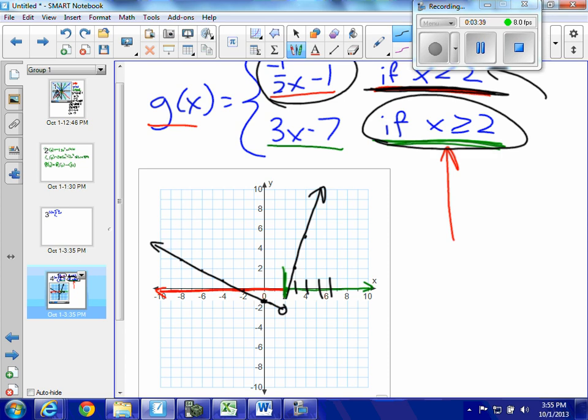I want this piece of the function to start here with a solid dot because I want it at 2. I want at 2 to work. And then I want it to go up like that. So that is 3x minus 7 if x is greater than or equal to 2. Finished. Piecewise defined function, done.